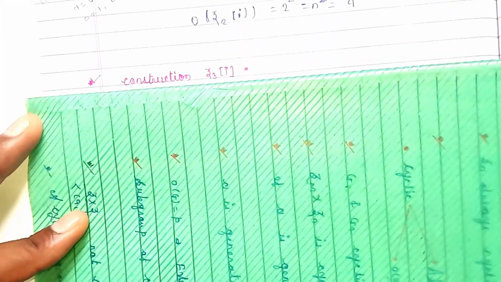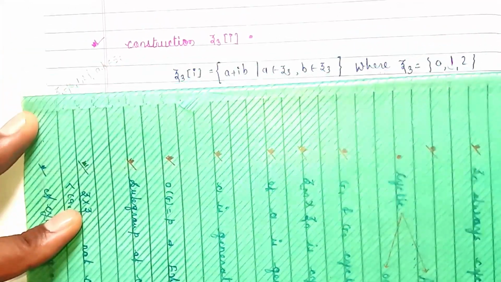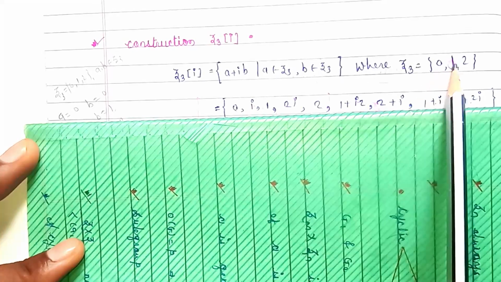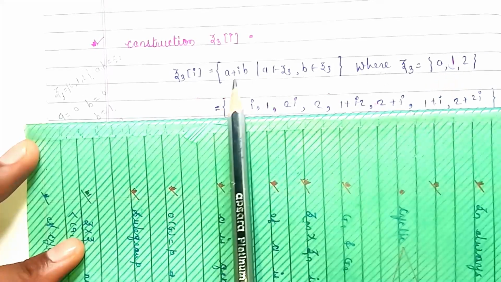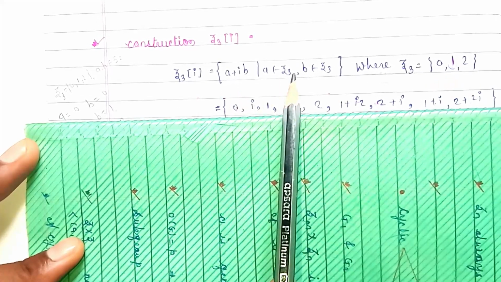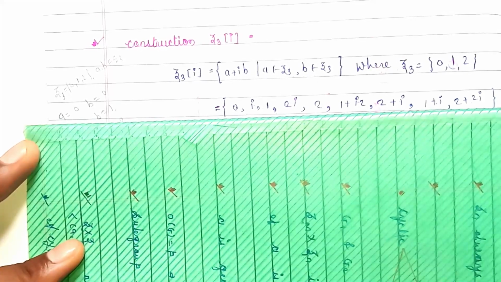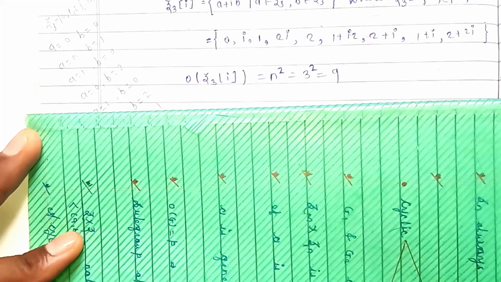Okay, so now this is the construction of Z2I. Now let's move to the construction of Z3I. Here in Z3I we have again Z3, and under Z3 we have the elements 0, 1, 2. So we have to apply 3 possibilities for A plus BI. Okay, so A belongs to Z3, B belongs to Z3. Now we have 3 options to consider for A and B.